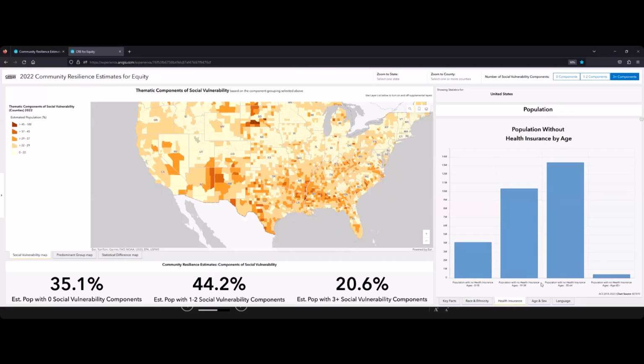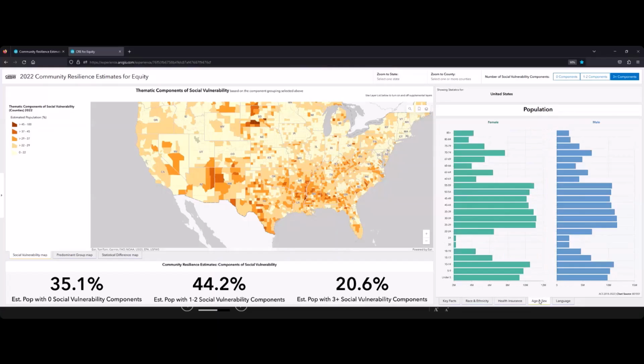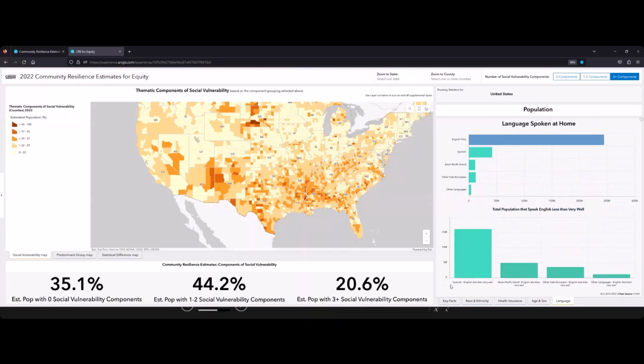So we see that, for example, in the ages 35 to 64, we have an estimate of 13.4 million people with no health insurance. And switch to age and sex, we have a breakdown by female and male by different age groups. Or we can switch to language spoken at home, where we can see that at the nation, it's estimated that 244 million people speak English only, or 16.2 million speak Spanish with English less than very well.